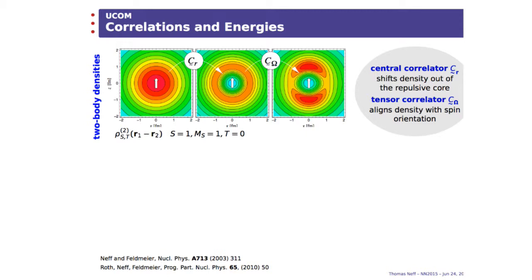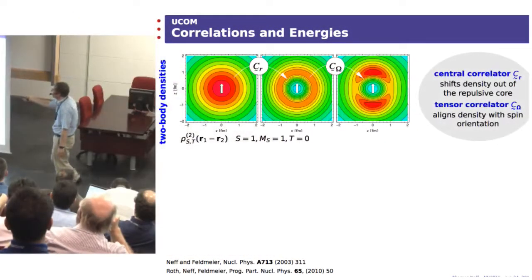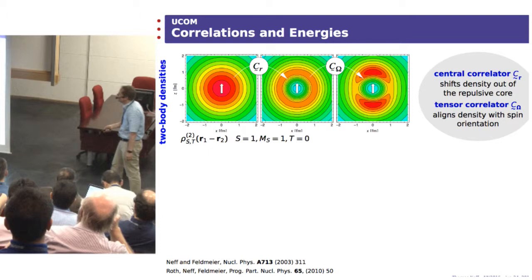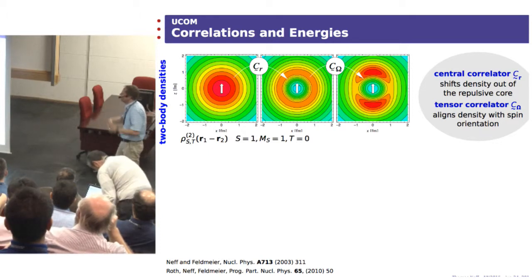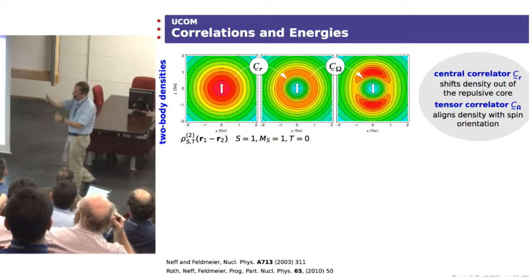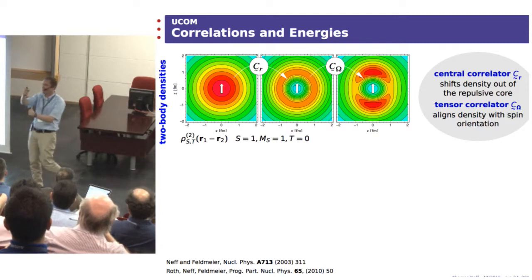The basic idea here is that you have a correlation operator consisting of a central correlation operator which shifts the nucleons apart. Here you see the two-body density of an uncorrelated trial wave function, a Gaussian type or mean field type, and you see you have the highest probability where the two nucleons sit on top of each other, but they have a strongly repulsive potential, so you have to shift them apart. This is done by this correlation operator C_r, and then in a second step we turn on tensor correlations, which give you these correlations between the orientation of the spins and the relative orientation.